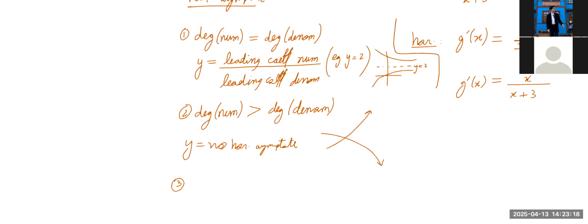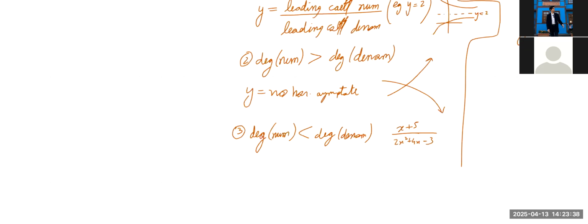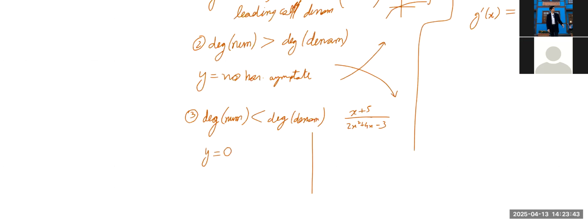And finally, the last case would be degree of the numerator is less than the degree of the denominator. So basically, the bottom is heavier than the top. So for example, x plus 5 over 2x squared plus 4x minus 3. The bottom is a quadratic, the top is a linear. In this case, the asymptote is always going to be at y equals 0. No questions asked. The graph will always stabilize at this value. So these are the three cases.